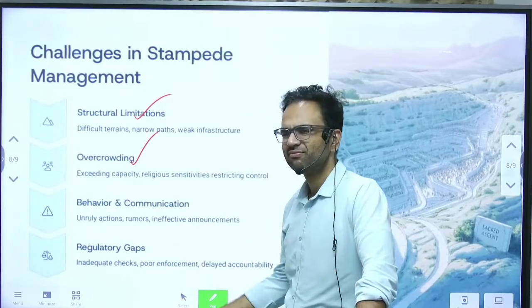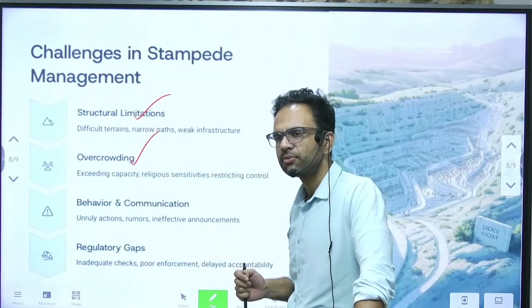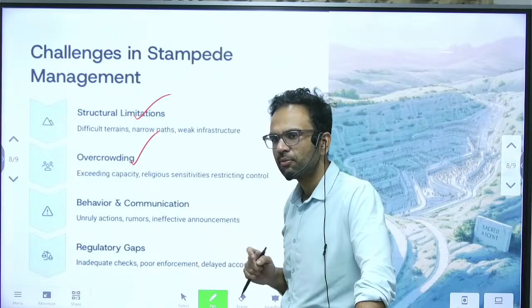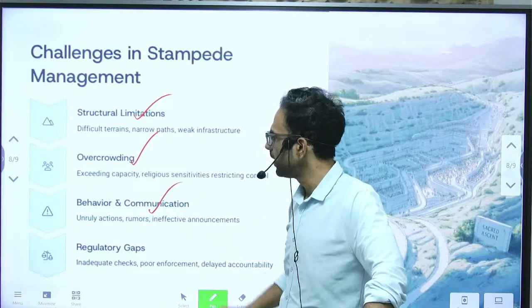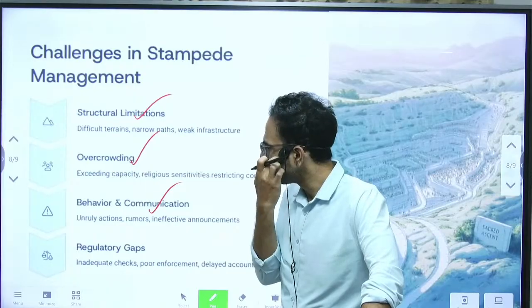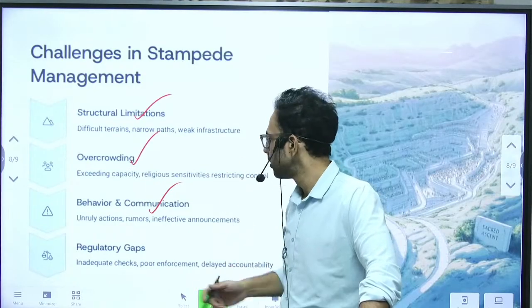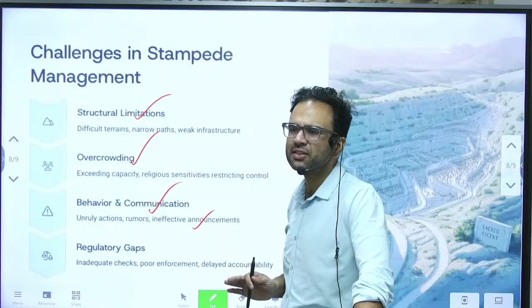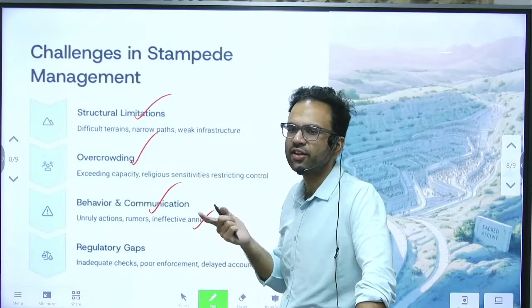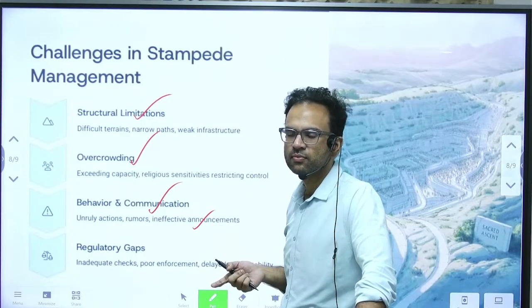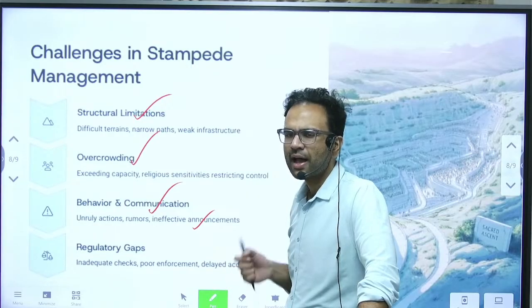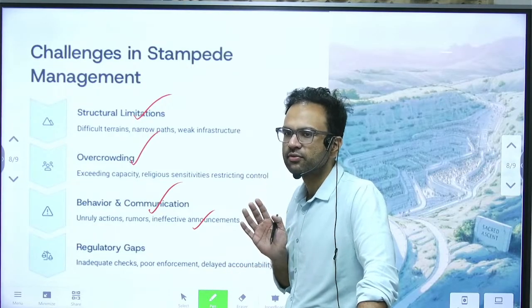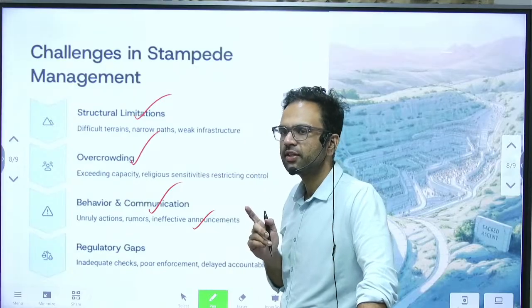Overcrowding. You cannot stop the crowd sometimes, even after taking so many measures, because of excitement. Behavior and communication, for example, unruly actions, you create rumors, and announcements are simply not reaching the crowd. Having a loudspeaker is not good enough. We need to improve our communication systems.